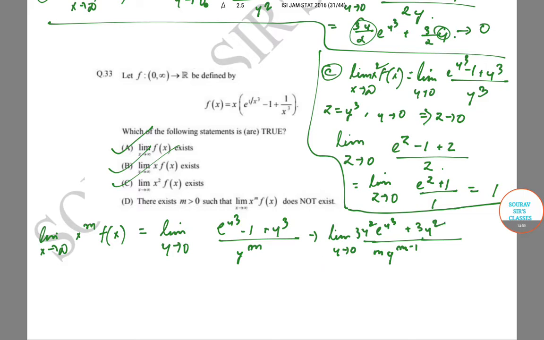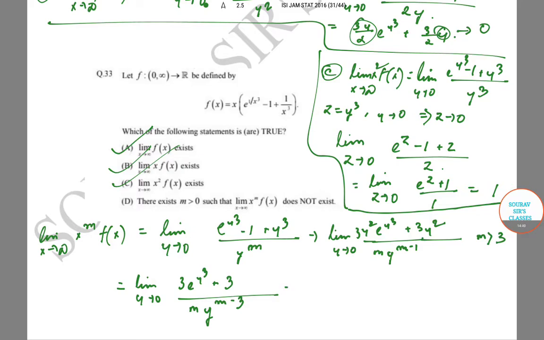Now since the numerator goes to 0 and the denominator again goes to 0, assuming m is greater than 3, what we'll do is we will cancel out the y squared to get limit y goes to 0 of 3 e to the power y cube plus 3, by m times y to the power m minus 3.